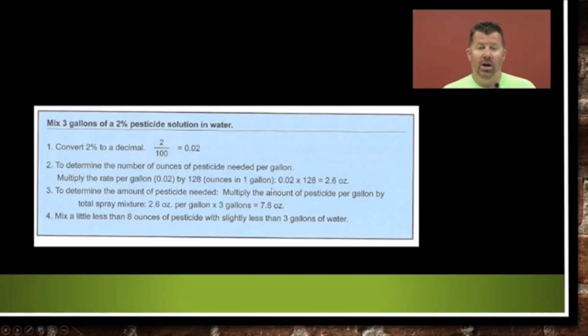So let's look at a percent solution problem. And I believe a problem like this was in the landscape pesticide calculations lecture that you saw me work some problems. So we're going to convert 2% to a decimal. And this is mix 3 gallons of a 2% pesticide solution in water. So we're going to convert the 2% to decimal. 2 divided by 100 is 0.02. To determine the number of ounces of pesticide needed per gallon, multiply the rate per gallon, 0.02, by 128 ounces, and that's going to give you 2.6 ounces.